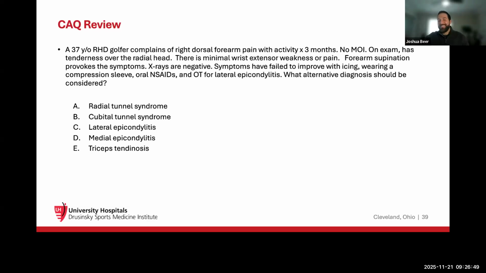Anyone can answer. Any thoughts? Would it be radial tunnel syndrome? Yeah, exactly. So this question stem is saying they've been treated for lateral epicondylopathy. It's not responding. They're not really having weakness. The forearm supination provokes it. Remember, that's where the impingement typically happens, in the supinator muscle mass. So that's what that question is getting at.